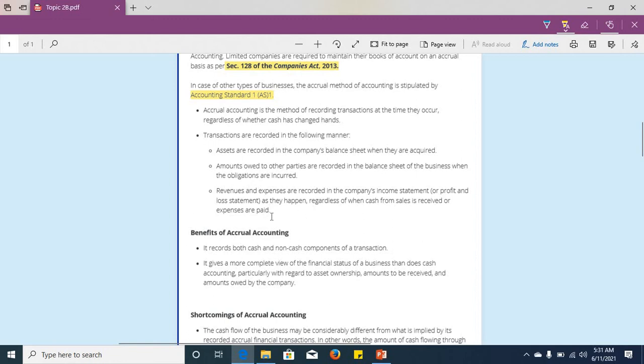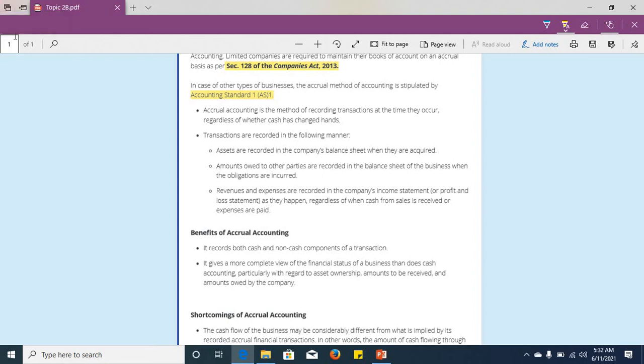Right. So here what we do is, for example, if you sell your goods on credit to some debtor, some of your customers, then that won't be recorded in cash basis of accounting. But in case of accrual basis of accounting, that will be recorded as soon as the transaction happens, right?